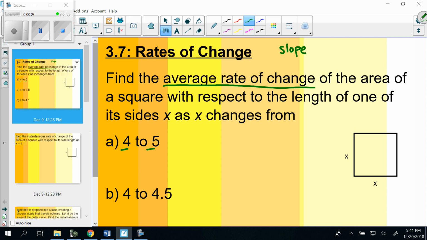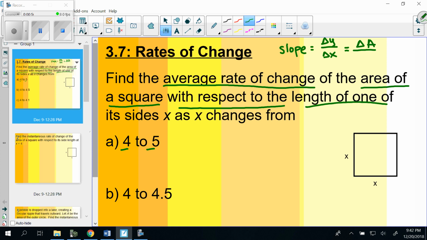And so we know to find slope, you want to find your change in y over change in x, or change in something compared to change in something else. On this problem, they want us to find the change in area of a square. So instead of y, it's going to be change in area. That's what we're looking at first, with respect to the length of one of the sides x, as x changes from 4 to 5. It looks like we got some other things too.